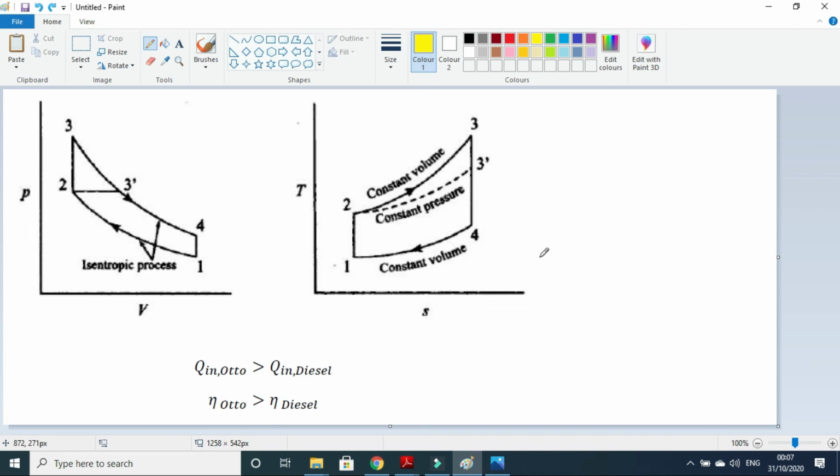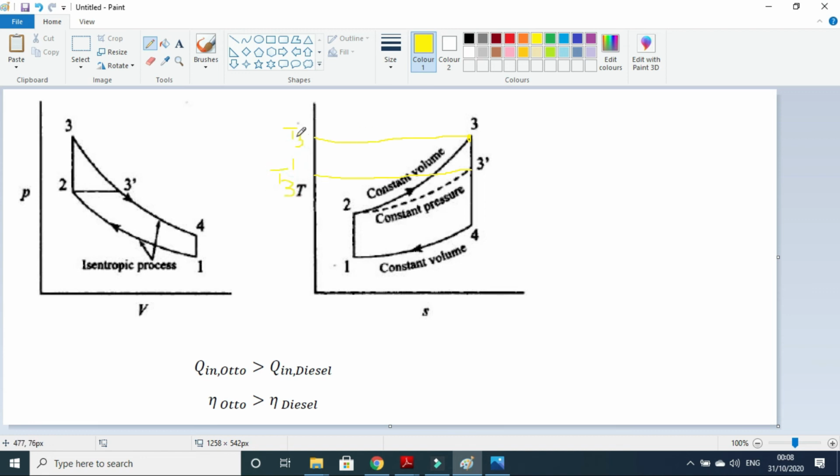We also discussed this in the derivation of the thermal efficiency. When we derived the thermal efficiency of the diesel cycle, we saw that at the same compression ratio, the Otto engine has greater efficiency than the diesel engine. And the second thing you can see here is that in constant volume heat addition, the temperature is T3, and T3 dash is the temperature during the constant pressure heat addition.